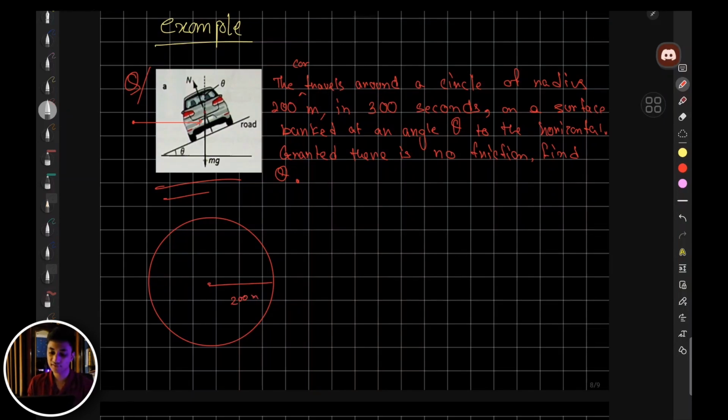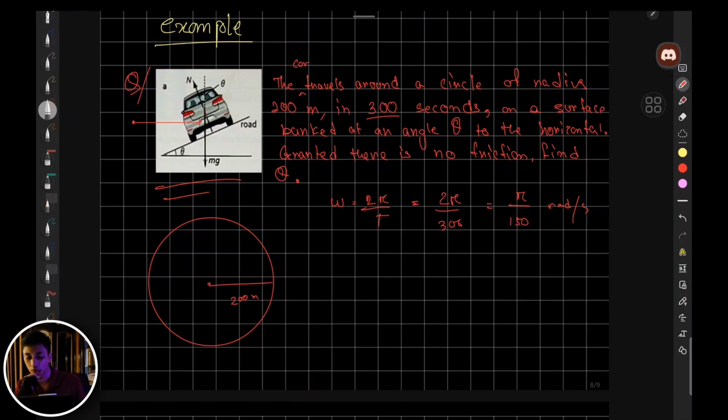300 seconds. So from this you can get omega, because you know the time period. So omega equals 2 pi by time period, which is 2 pi by 300. If you calculate this, you will get pi by 150. So this is omega, in rad per second.